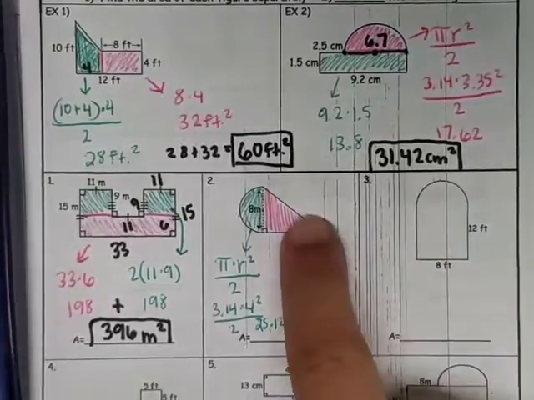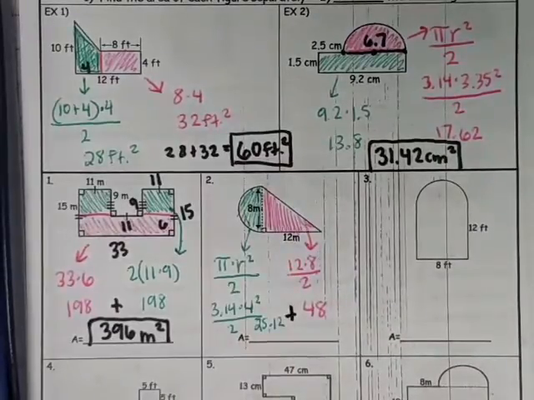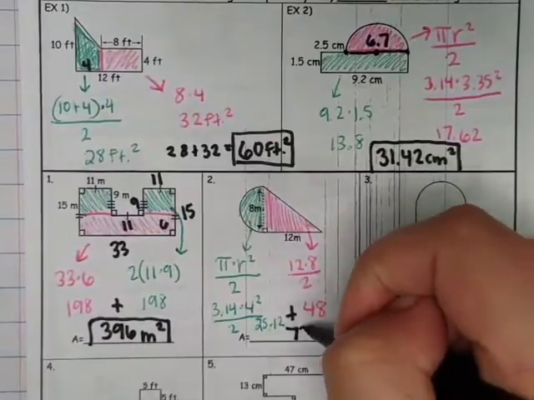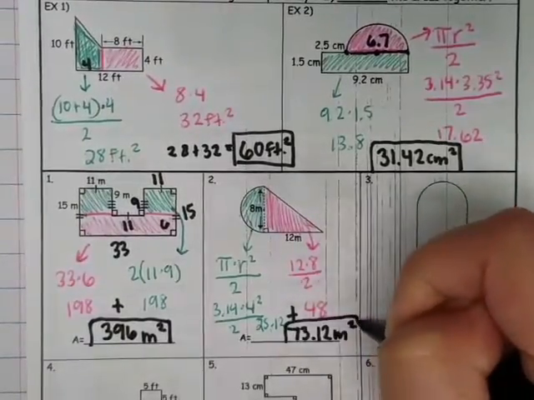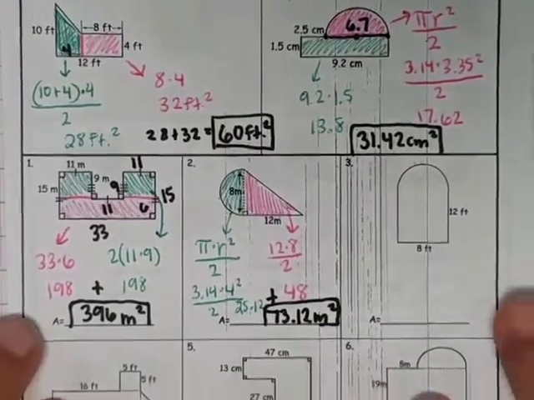So I got 48 for the triangle, and I got 25.12 for the semicircle. I'm going to add those 2 together for a total of 73.12 meters squared. And I do apologize for how small the space is for working. I do try to shrink it so it can fit into our notebook nicely.